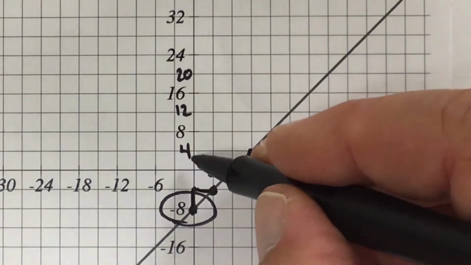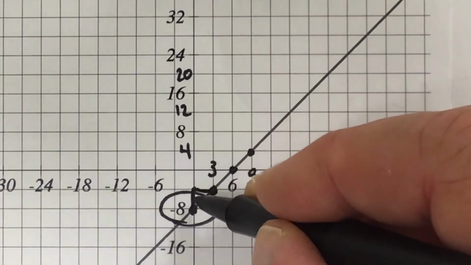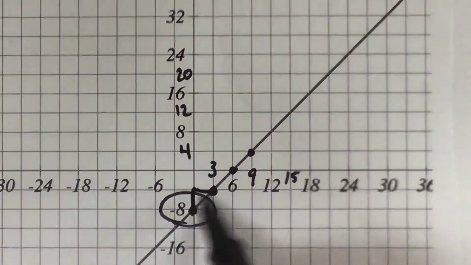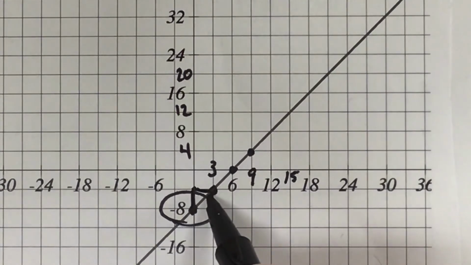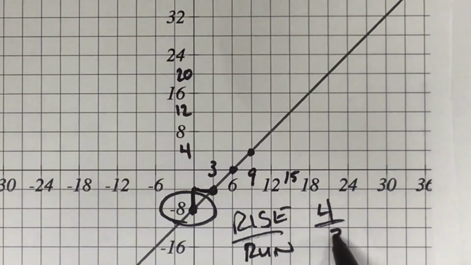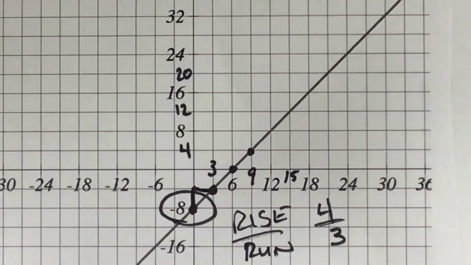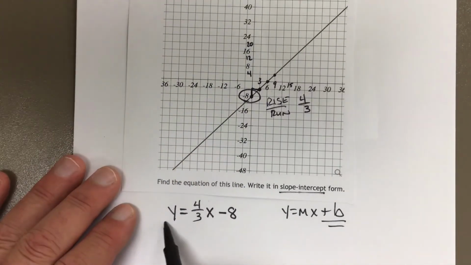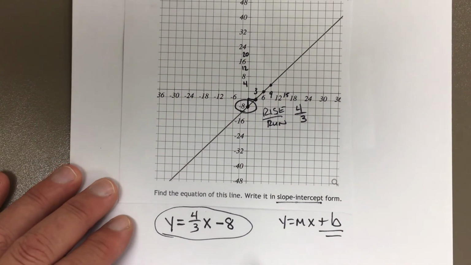Well, how many did we go up? Remember, this is a scale of 4, so not just 1. And then along the x, it's a scale of 3. So really, our rise over run is 4 over 3, not 1 over 1. We have to look at the scale. So 4 over 3, it's a positive direction, so we write 4 over 3 right here in our equation. So there's the equation of this line: y is equal to 4/3 x minus 8.